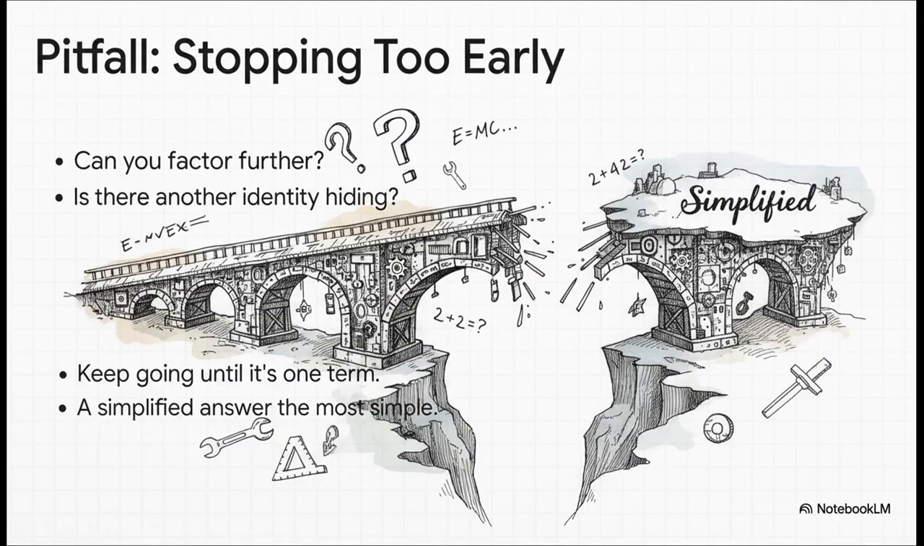All right, the second big mistake is just stopping too early. Anytime you make one move, you have to ask yourself, can I go further? Is there another identity I can use here? Can I factor this thing anymore? You've got to keep pushing until it's down to a single term or one single fraction. The most simplified answer is usually the simplest you can get it, so don't leave the job half done.